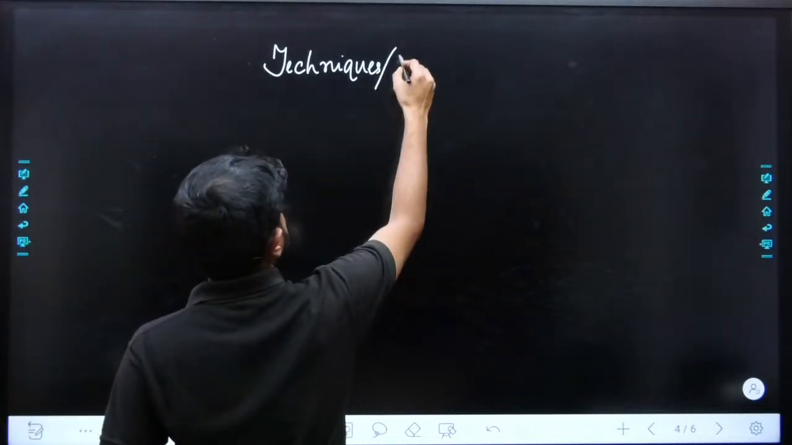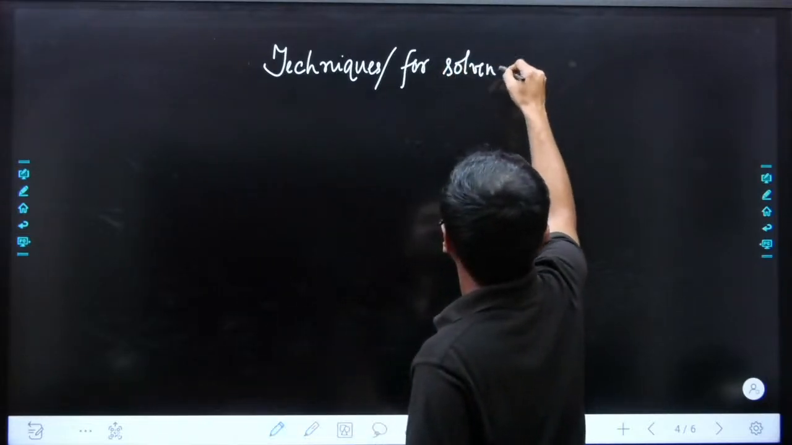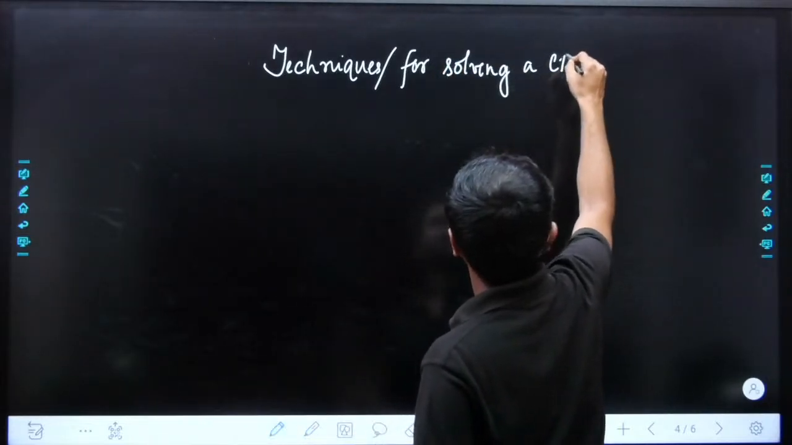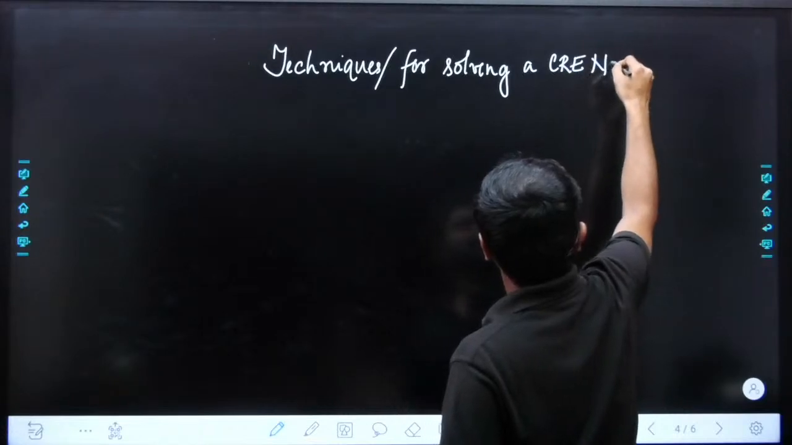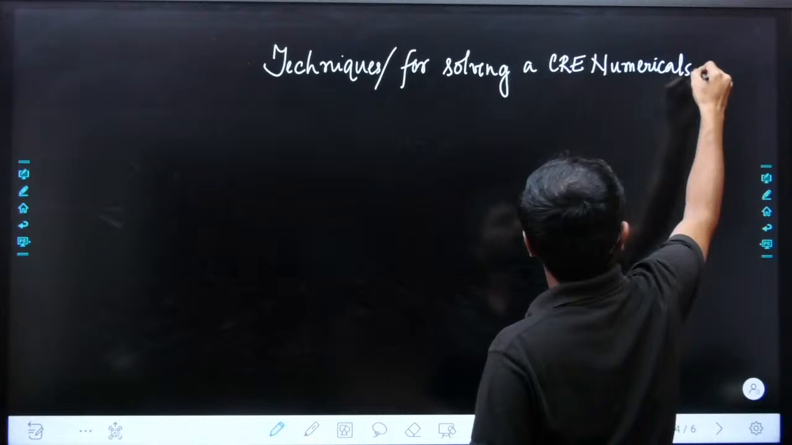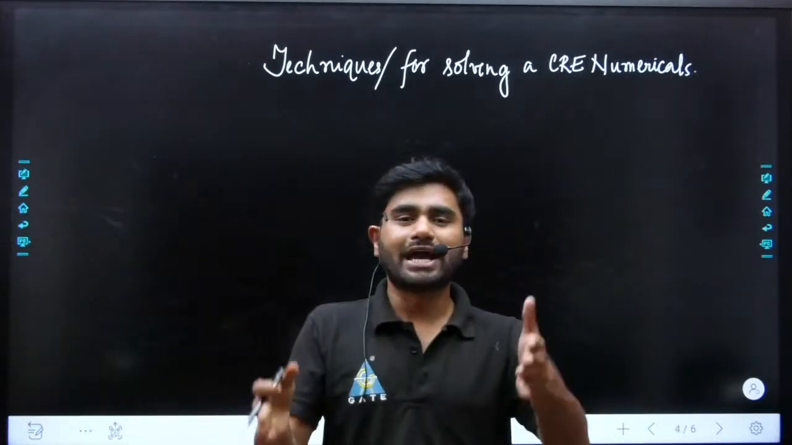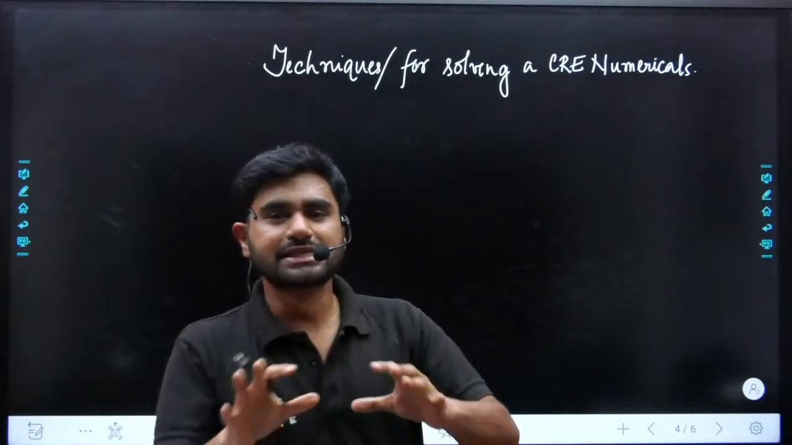Techniques for solving a CRE numerical. Okay, this session is not restricted to any exam. It's a general thing.